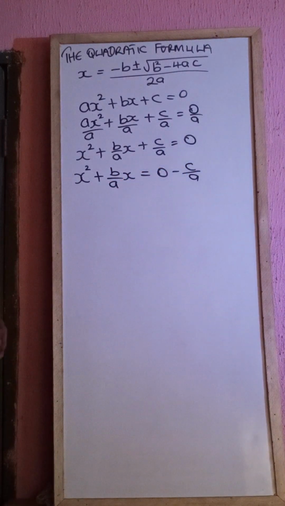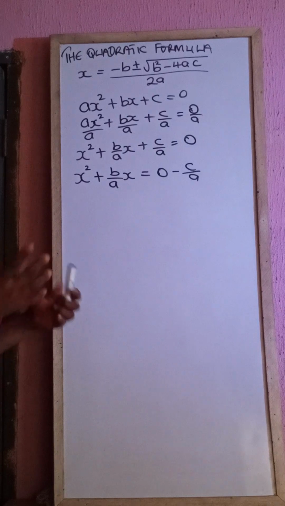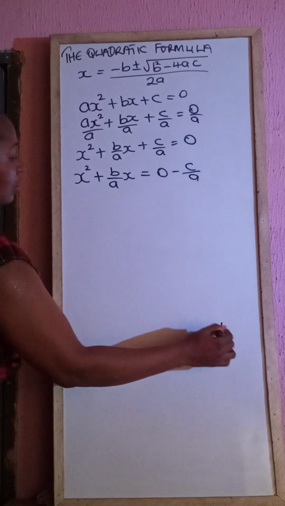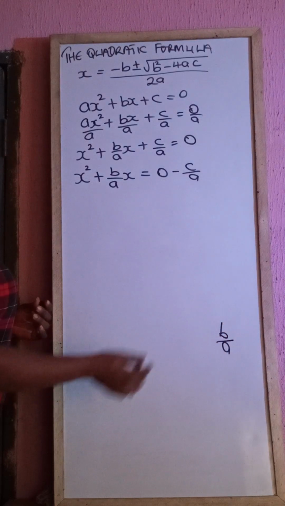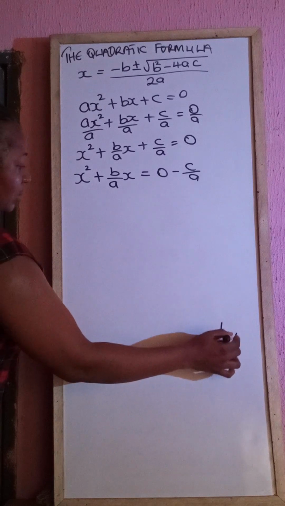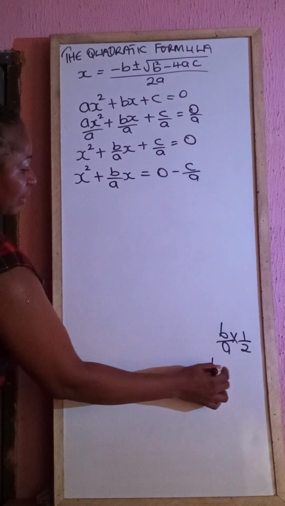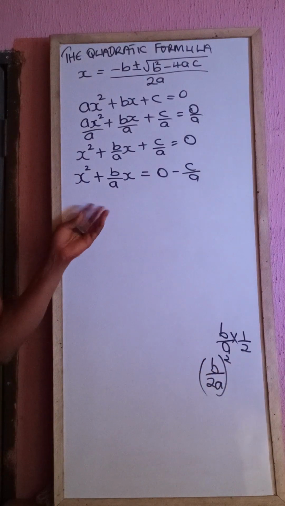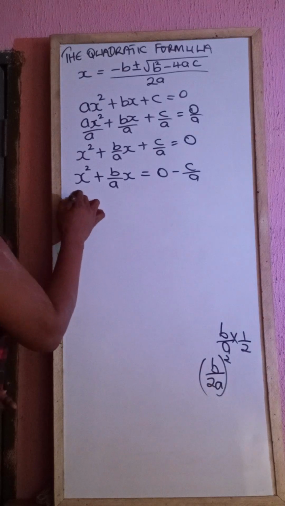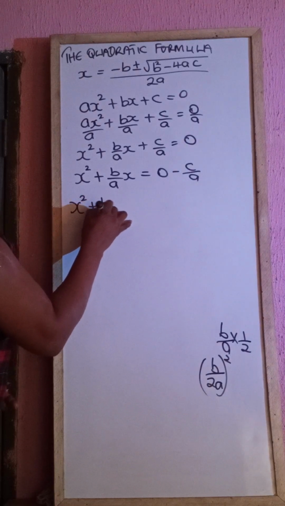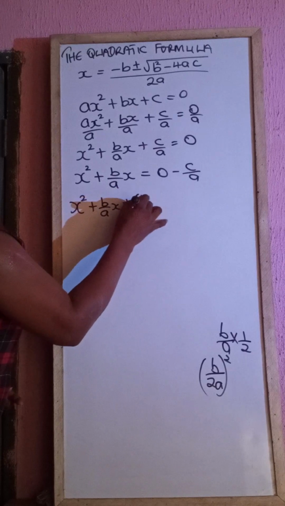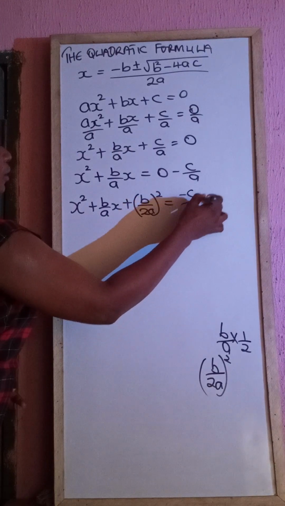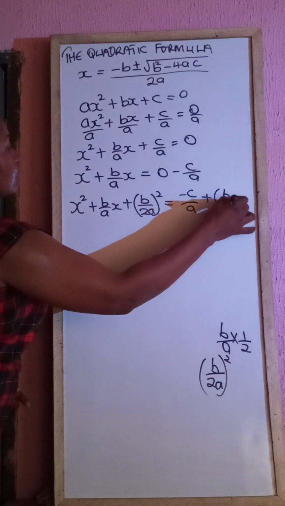We are moving to the next step, which says we should add half b, squared, to both sides of the equation. At this point, the b for this equation is b over a. So adding half b squared means first we get half of it, and that will give us b over 2a, and we are going to square it. So this is what we'll be adding to both sides of the equation, the left hand side and the right hand side. So we have x squared plus b over a x plus (b over 2a) squared is equal to minus c over a plus (b over 2a) squared.